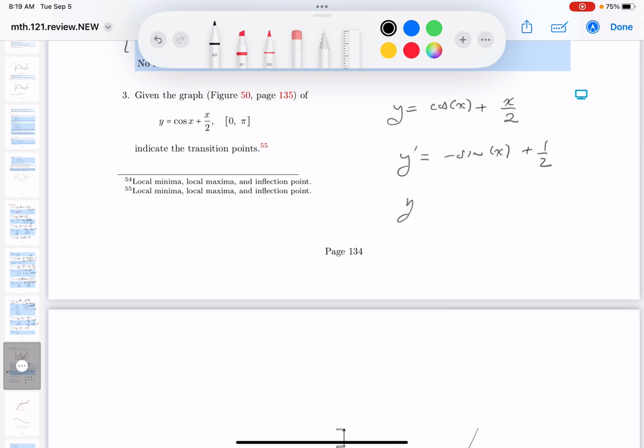Let's write the second derivative down. And what's that going to be? That's going to be minus the cosine of x, all right? So I'm going to go through a couple different things, but I'm only going to stay on the interval, and I'll look at the graph in a second, between 0 and pi.